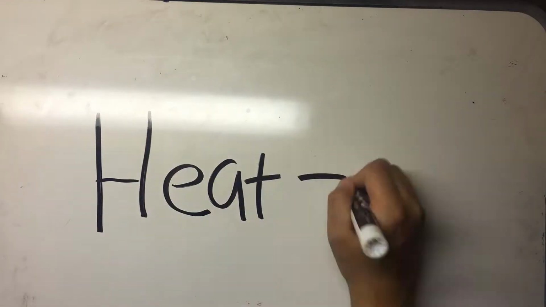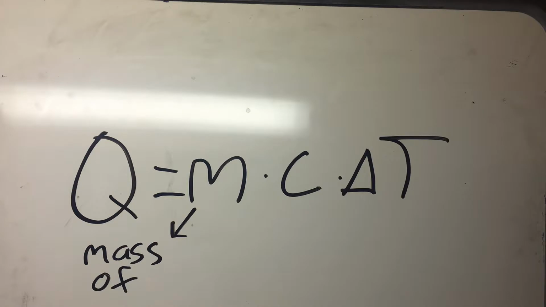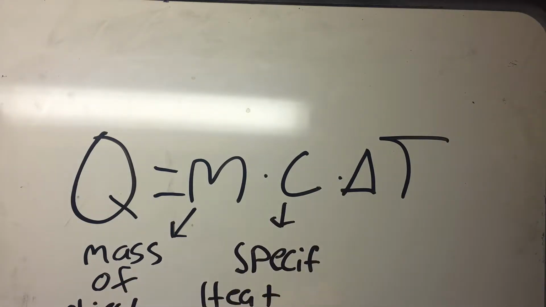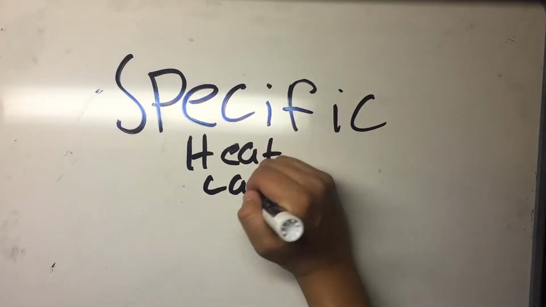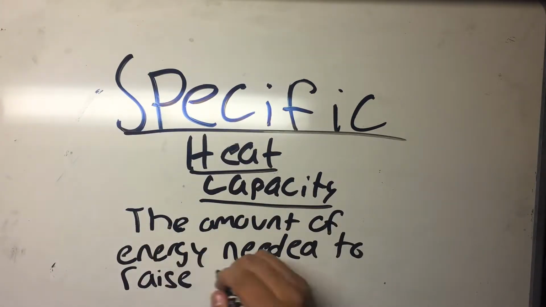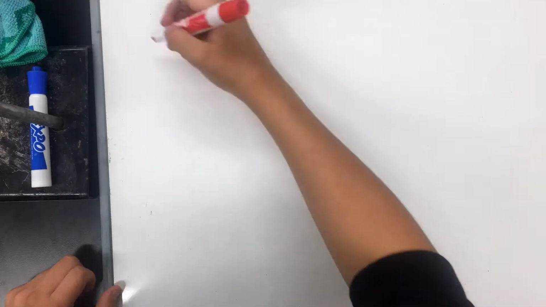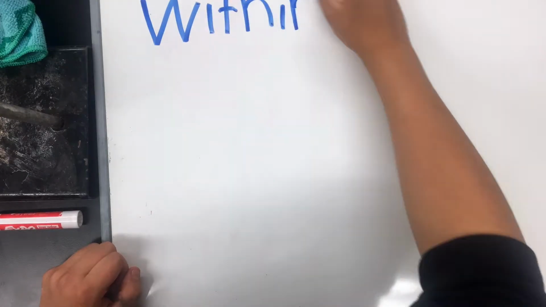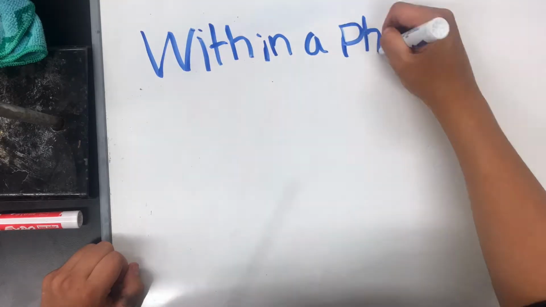In order to calculate heat, the transfer of thermal energy, we first have to find that heat equals Q. The way you find it is Q equals m times C times the change in temperature: mass of the object, specific heat capacity, and the change in temperature. Specific heat capacity is the amount of energy needed to raise 1 kilogram by 1 degree Celsius.